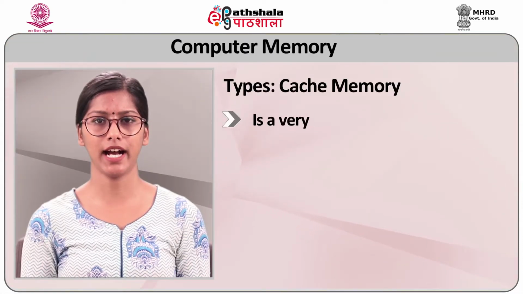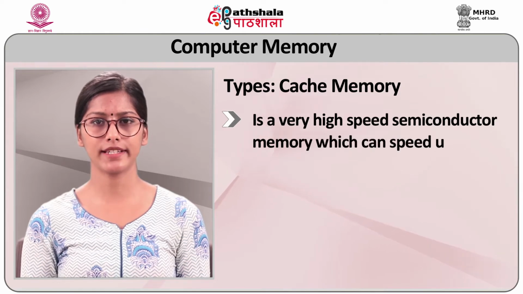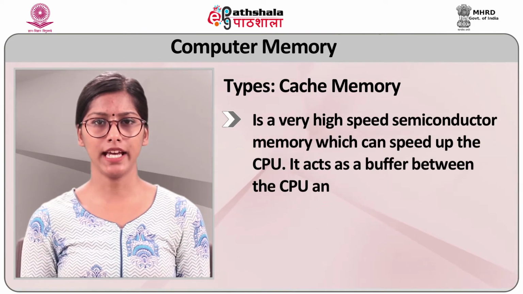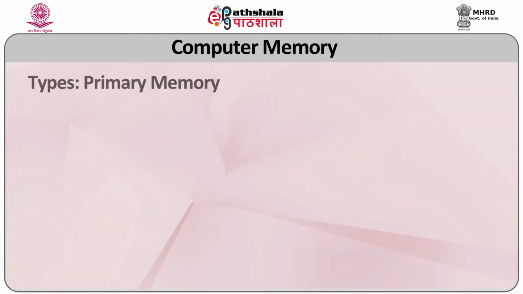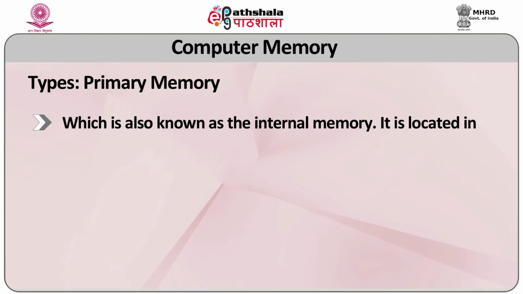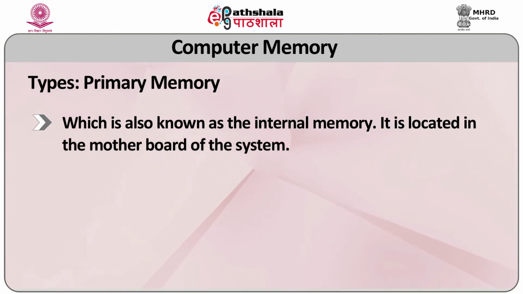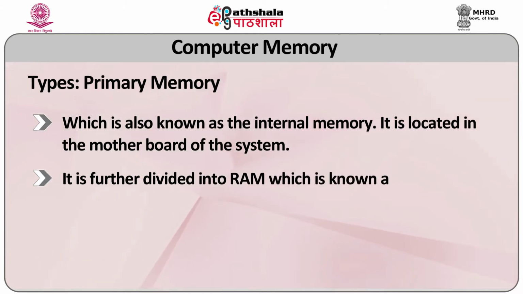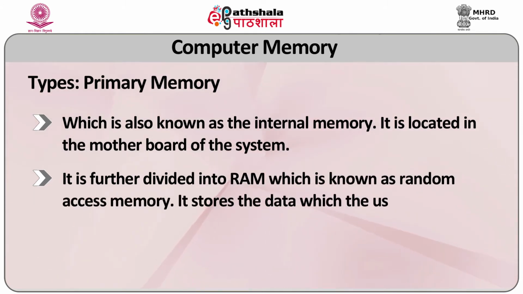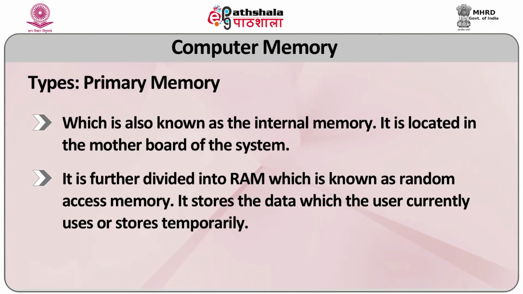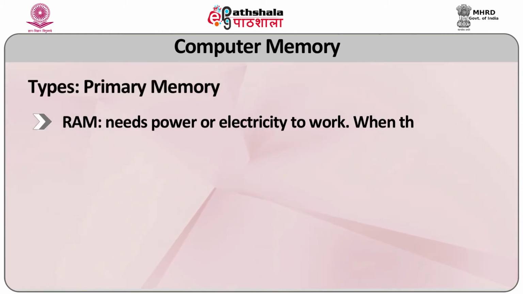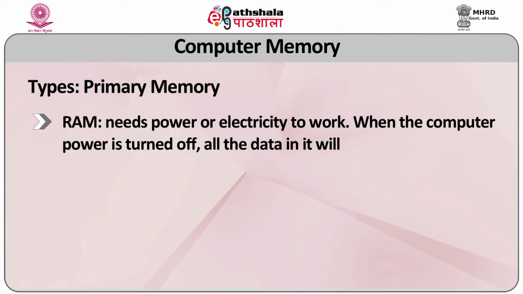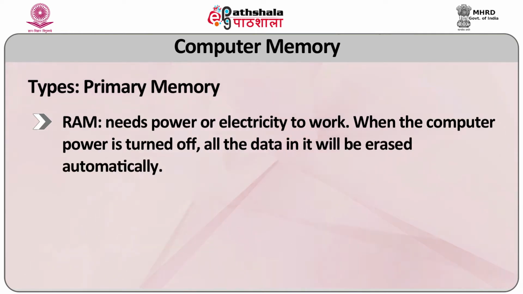Cache memory is a very high-speed semiconductor memory which can speed up the CPU. It acts as a buffer between the CPU and main memory. Cache memory is faster than main memory. Primary memory, which is also known as internal memory, is located on the motherboard of the system. It is further divided into RAM, which is known as random access memory. It stores the data which the user currently uses or stores temporarily. RAM needs power or electricity to work. When the computer power is turned off, all the data in it will be erased automatically.